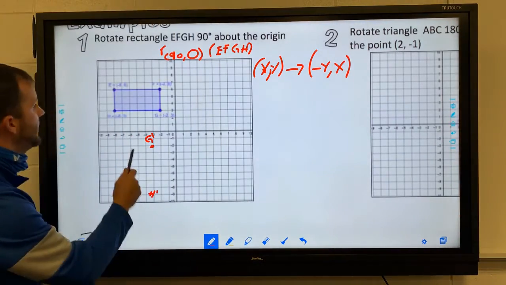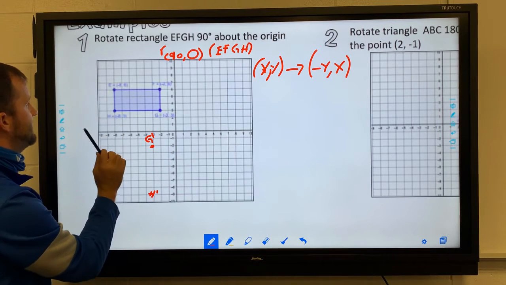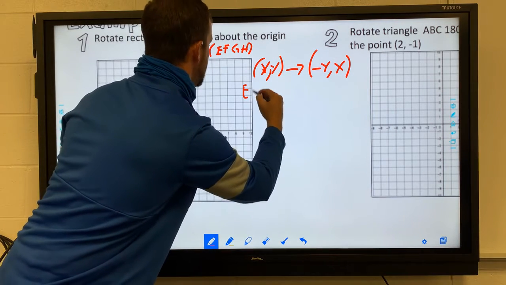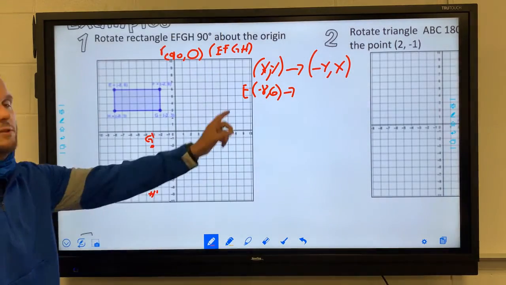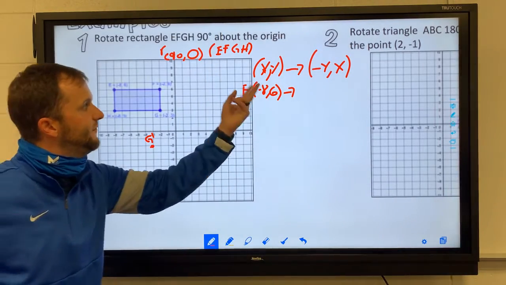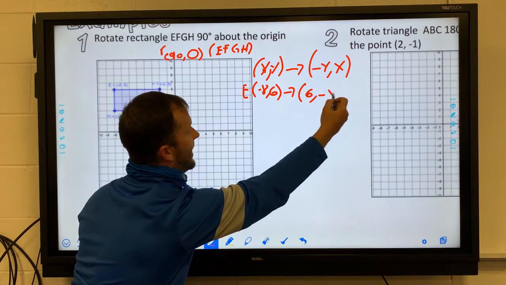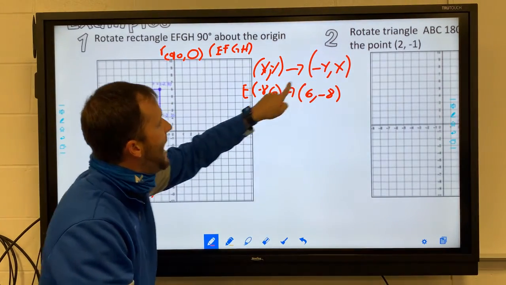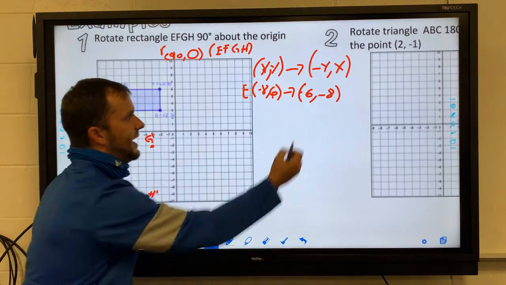So right now, coordinate E is (-8, 6). All I'm going to do is put it through the translation now. So I'm going to flip it to (6, -8), and I'm going to change the Y, which is 6, to its opposite. So that's going to be (-6, -8).